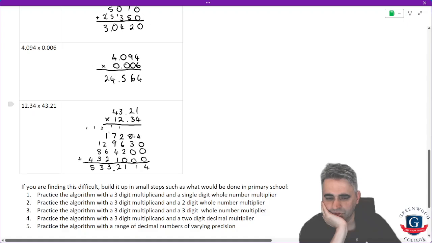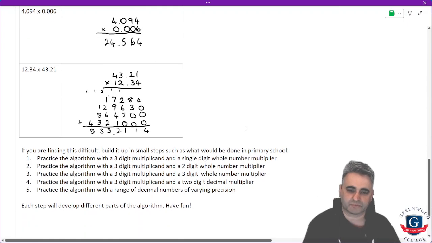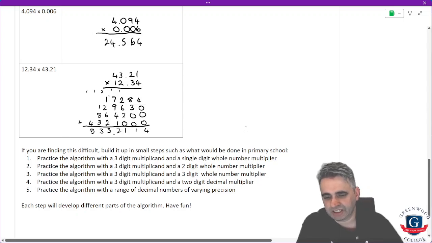Add the columns. 4, 11, carry the 1. 1, 3, 9, 11, carry the 1. 8, 17, 21, 22, carry the 2. 2, 3, 4, 5, 11, 13, carry the 1. 1, 2, 10, 13, carry the 1. 1, 4, 5. Now, if you're finding the algorithm difficult to follow, build it up in small steps.